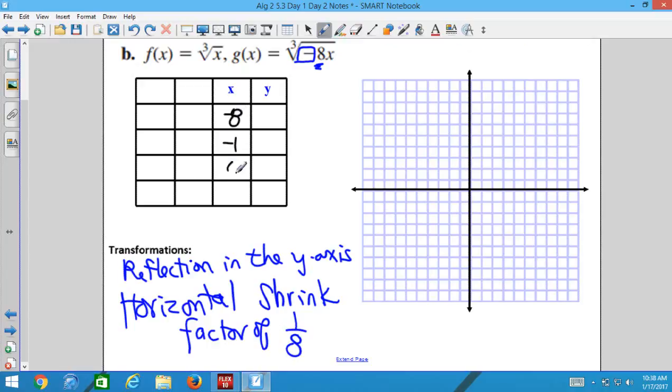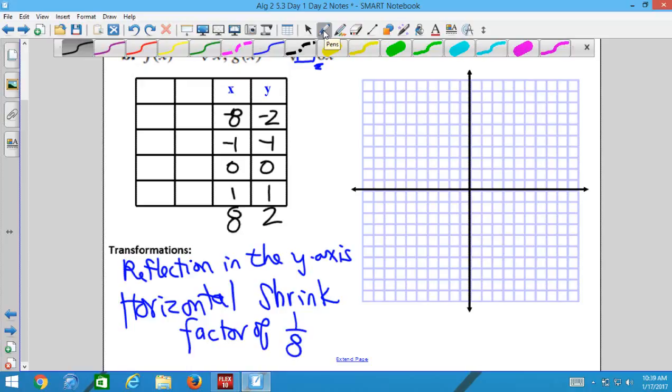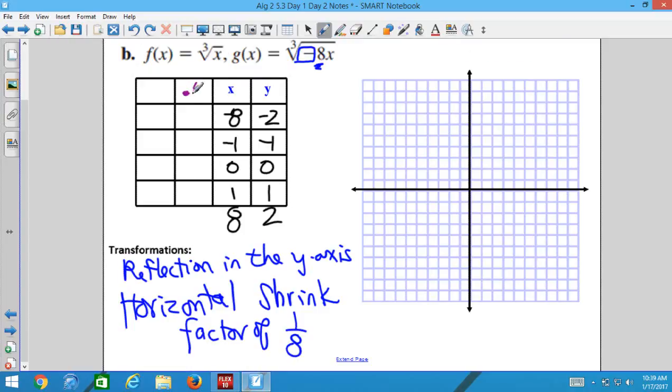-8, -1, 0... and I didn't make enough spots on this. And the y's would be -2, -1, 0, 1, 2. So then it is a reflection in the y-axis, which actually multiplies the x by -1. I'm going to times the x by -1. So now I have 8, +1, 0, -1, -8. And then I cross out that.